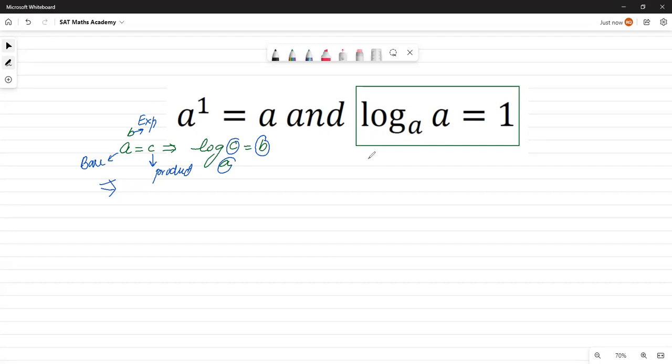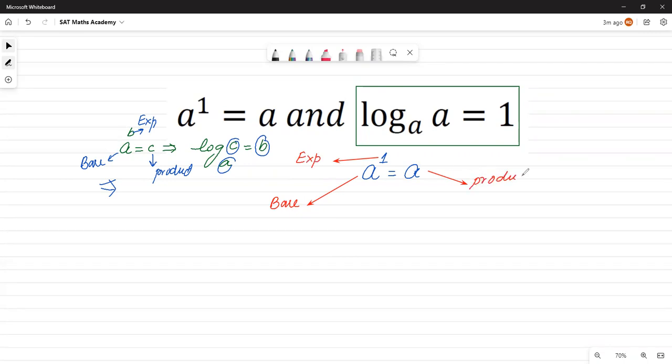So same case is over here. We have to apply with the blue marker. A raised to power 1 always is equal to a. Am I right? So in this case, that expression is base. So in this expression, that one is called the base. This is called the base. This is called the exponent. And this is called the product. So that is called base. This is called exponent. This is called product.